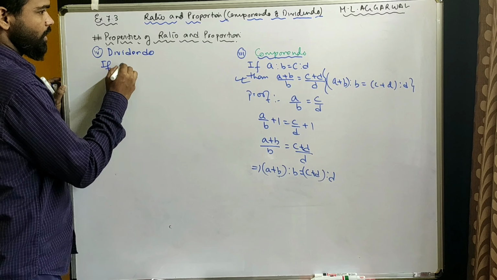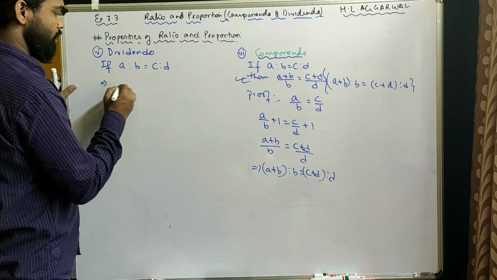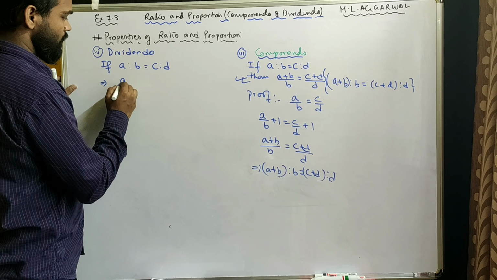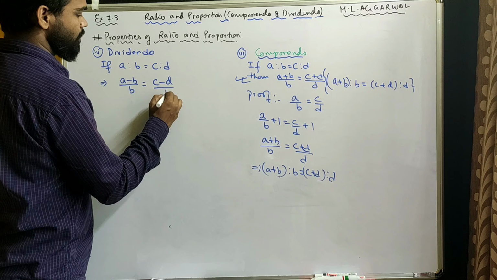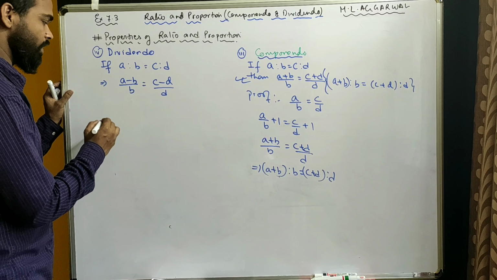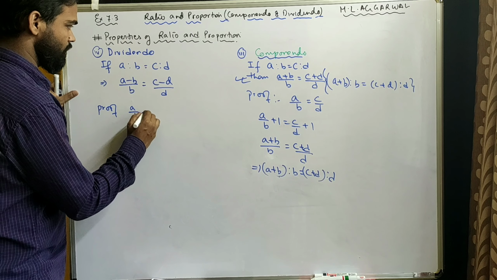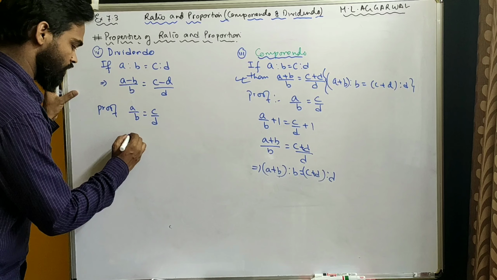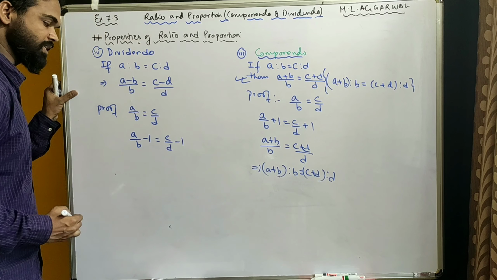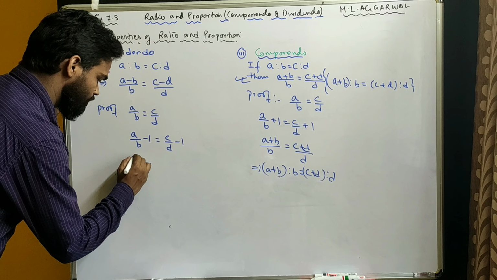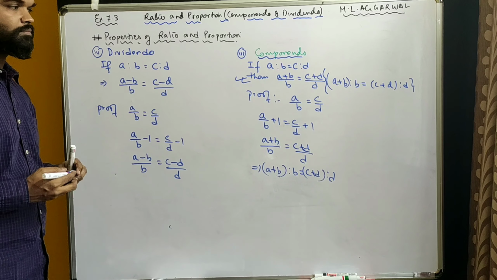If A is to B is equal to C is to D, then (A minus B) by B is equal to (C minus D) by D. How come? Very easy. Let us look at the proof. A by B equals C by D. So if I subtract 1 on both sides, what do you get? This is the property. Clear?